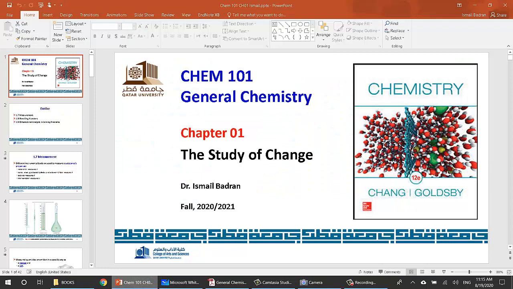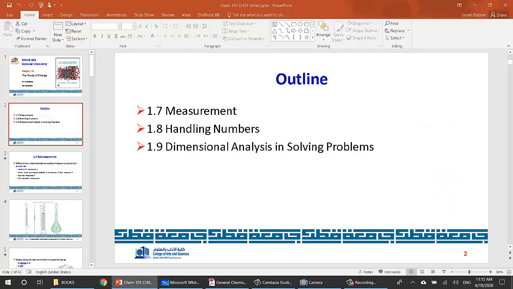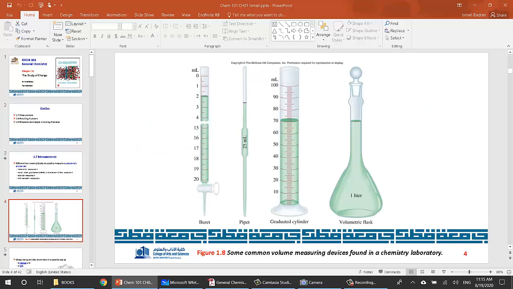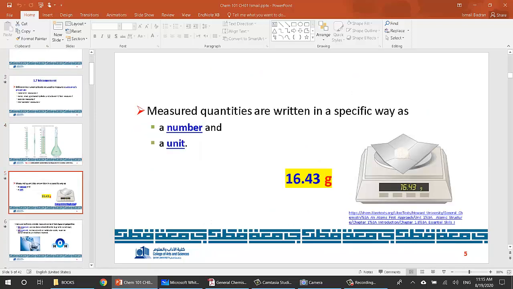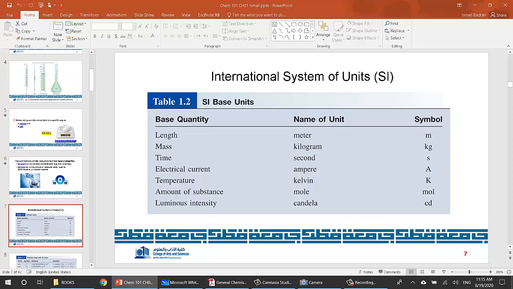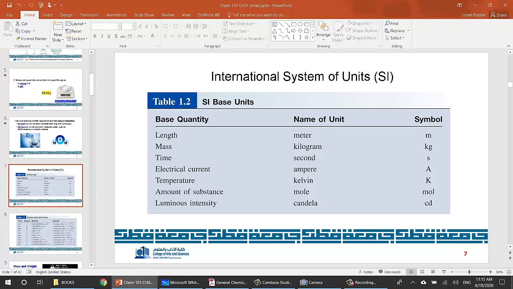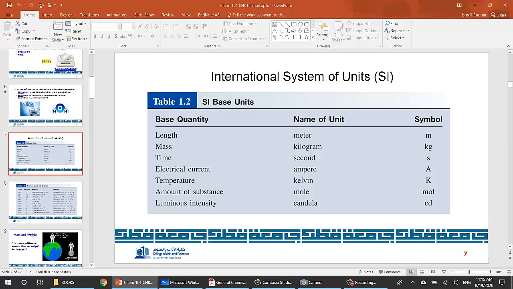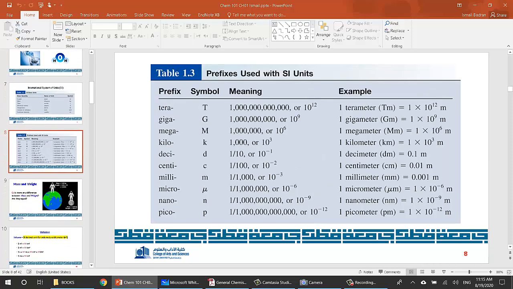Last time we introduced the course and we also talked a little bit about chapter 1, the study of change. We talked about measurements, and I think we covered some important aspects in measurements. We talked also about the SI units. This table is important. It has to be memorized, the SI units of different measurements. This table as well is important.